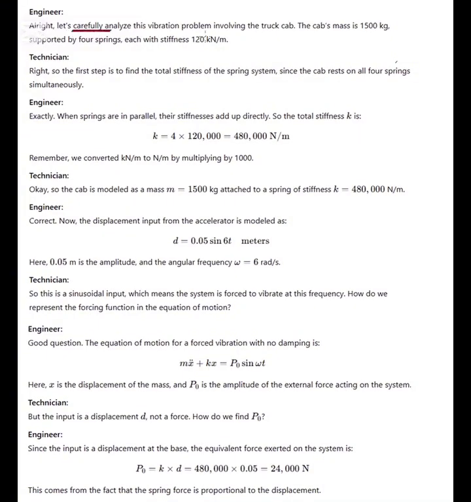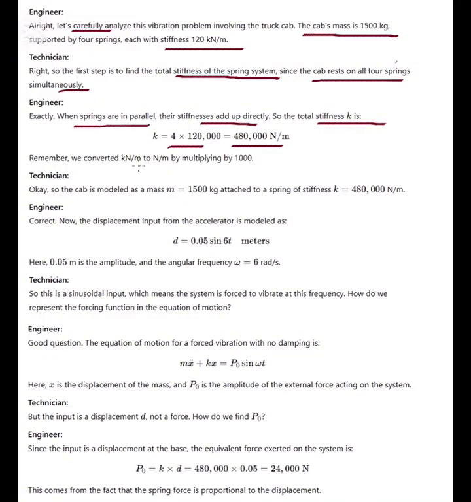Alright, let's carefully analyze this vibration problem involving a truck cab. The mass we know is 1500 kg, supported by 4 springs with stiffness 120 kN/m. The first step is to find the total stiffness of the spring system. Since the cab rests on all 4 springs simultaneously, we find the total stiffness by adding them all directly. So the total stiffness becomes 4 times 120,000, which is 480,000. When the springs are in parallel, we add them directly.